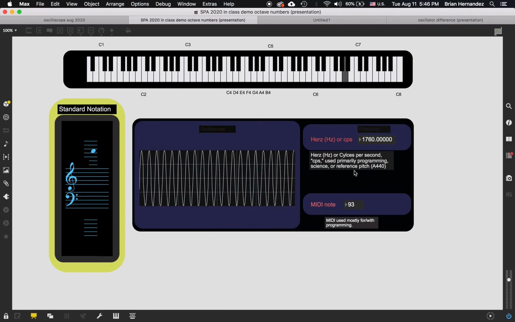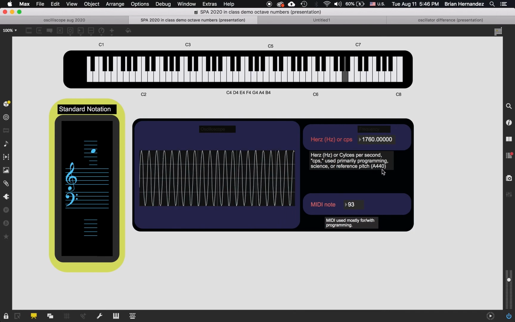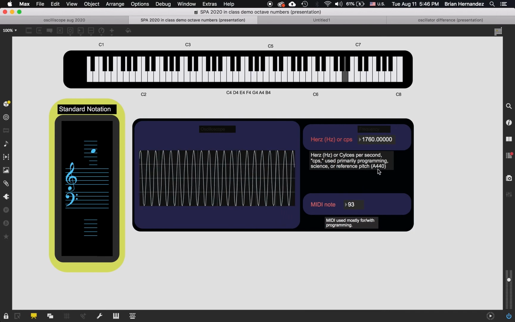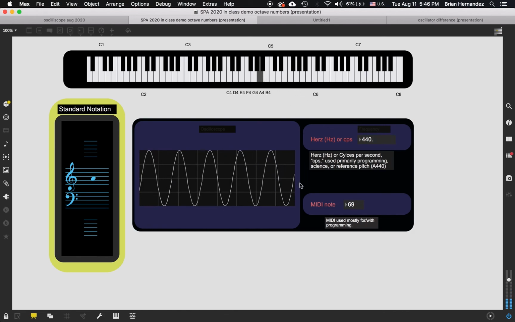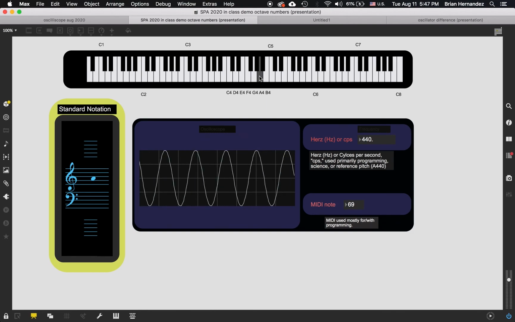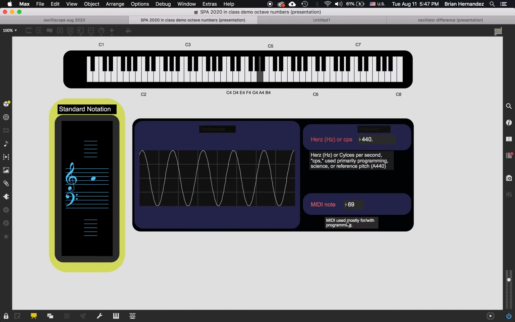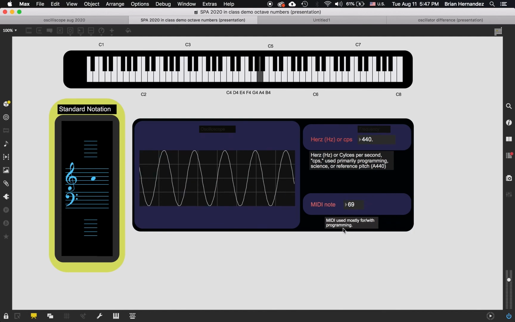Usually orchestras are tuned to the reference pitch of A440, and the 440 refers to the 440 cycles per second. The MIDI note is another representation of a particular note, in this instance 69. The MIDI note is usually used for programming.